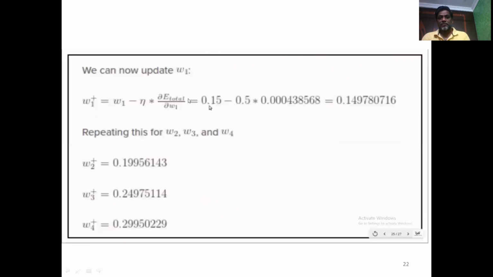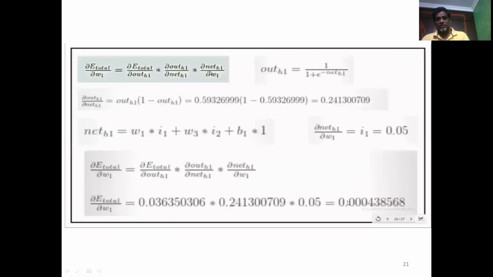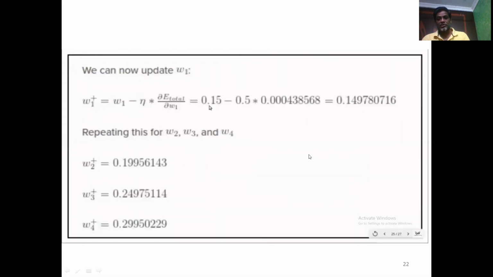Okay. Now, because we got that value, we can update the weight W1 using the formula W1 minus eta into ∂Etotal/∂W1. Okay, so the actual W1 is initialized at 0.15 minus, we know the learning rate eta is 0.5, into, we got this value ∂Etotal/∂W1 as 0.004. Okay, so that is what we substituted here. So the final value of updated W1 is 0.149, something like this.